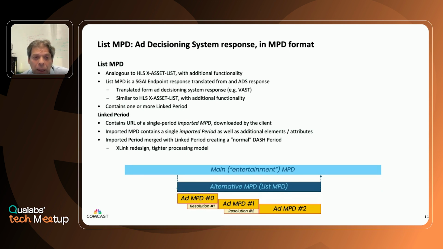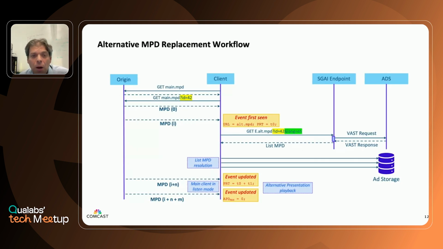So this MPD has only a single period, and it can have additional elements and attributes. We take this linked period, we take the imported period, and we merge them, creating a normal, regular playable period. The process also resembles XLink a little bit, but it has a much tighter processing model, both time-wise and in terms of how elements and attributes come from both periods. And a workflow just to put everything together.